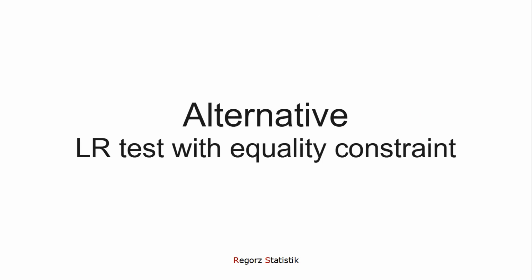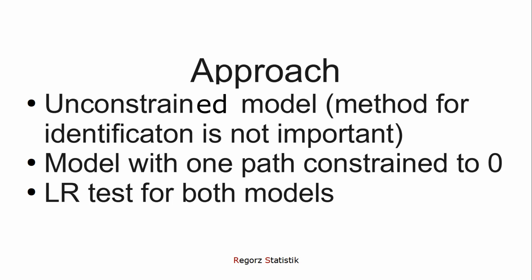So what's the alternative to this highly problematic use of z-values for the significance test of path coefficients in an SEM? It's using the likelihood ratio test or the chi-square difference test. There we compare two models. First, we estimate our unconstrained model, as we have done earlier. And it doesn't matter which of those different identification methods we use there, because as we have seen, the chi-square value is the same. Then we test a second model, where one path is constrained to 0, the path we want to test for our hypothesis test.